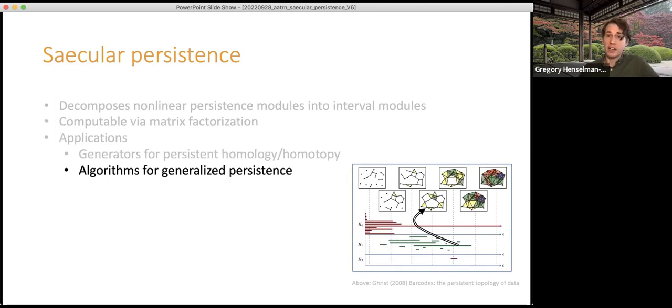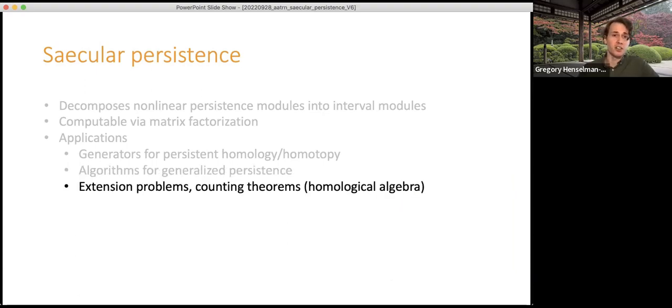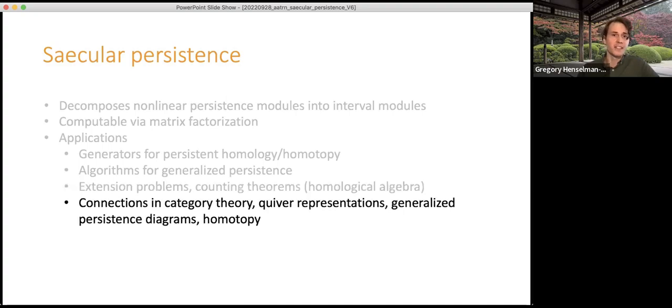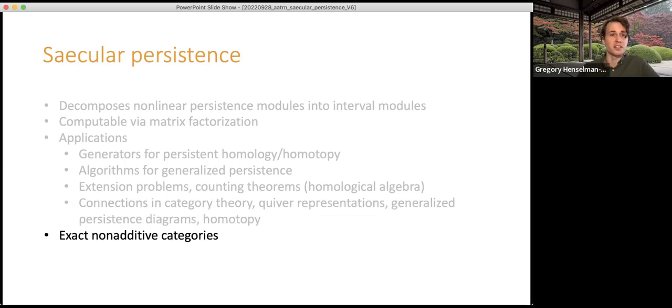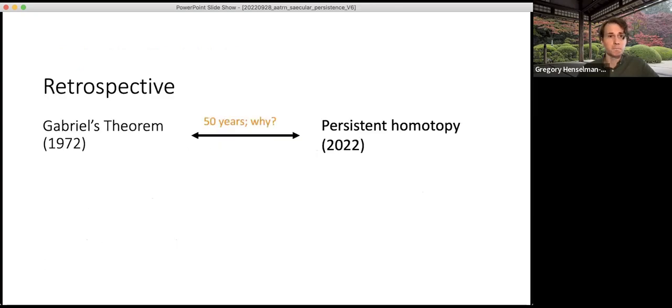We didn't talk about algorithms that it suggests, but it does suggest a number of algorithms, in some cases, algorithms which are much faster for computing generalized persistence than what we had before. It solves extension problems and it presents new counting theorems. There are connections with various branches of category theory, quiver representations, etc. And the key ingredient, again, is this idea of exact non-additive categories.